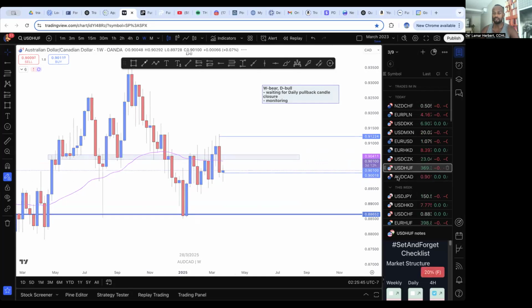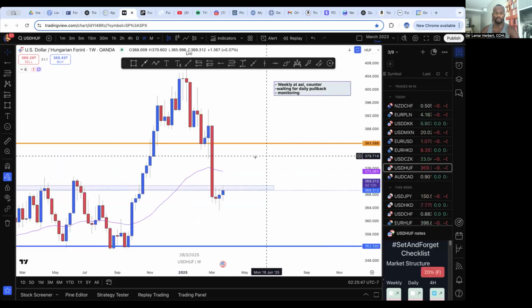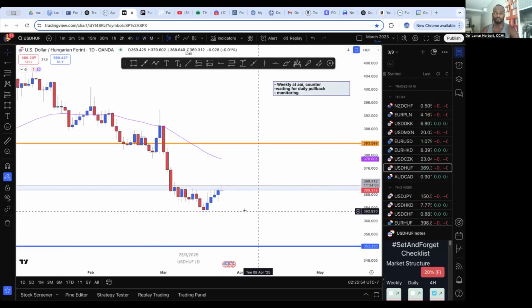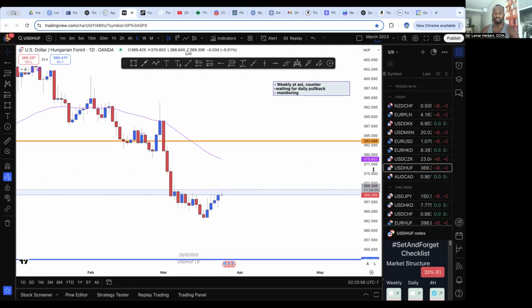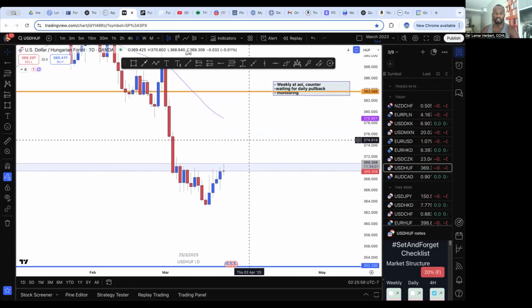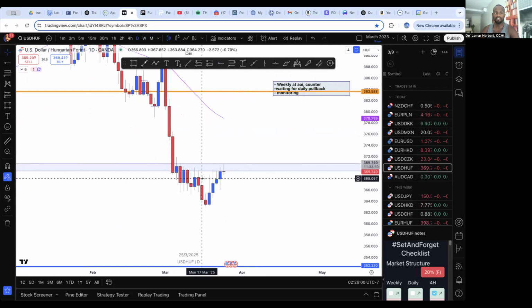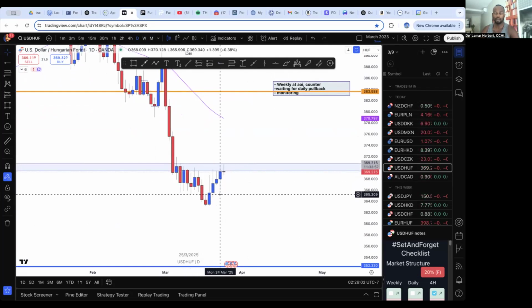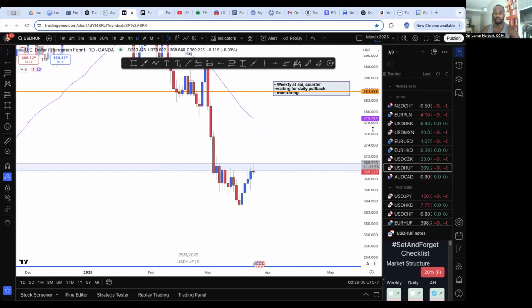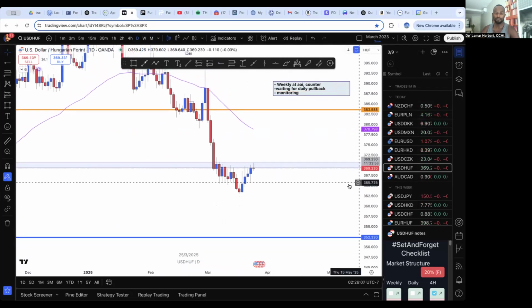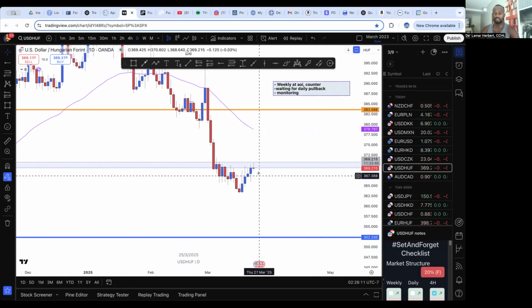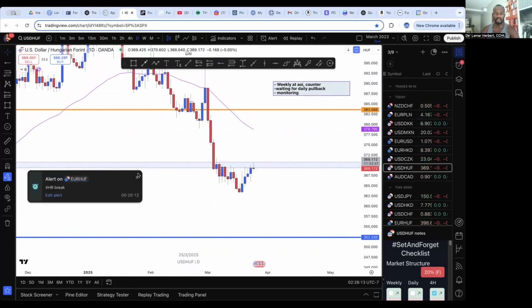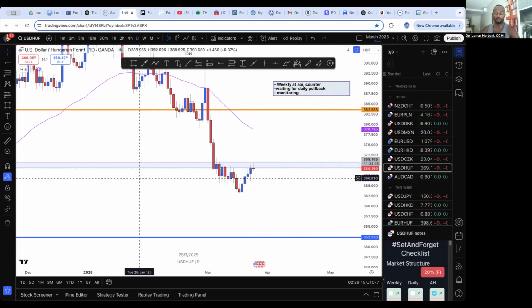Okay, USD HUF. Currently, we are at our area of interest, having a weekly pullback. This is wonderful. Now we just need a shift, right? Because technically, we had a daily shift of structure. And honestly, I don't think this will even be a good trade to take. We're going to have to move this down, since we need to see a shift happen.